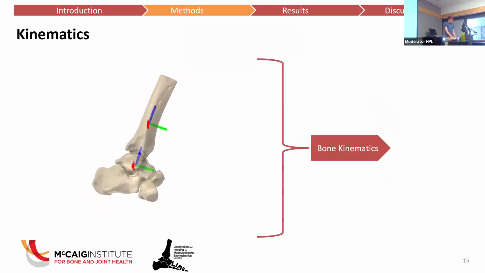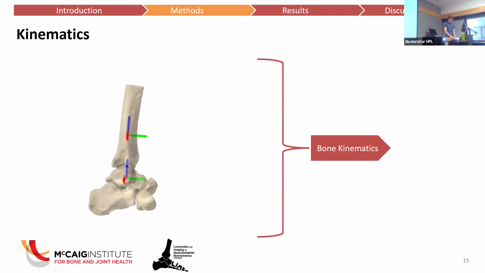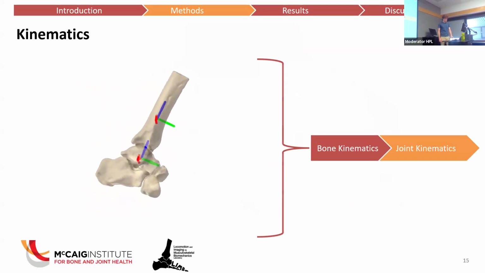We then go through the process of applying anatomical coordinate systems, to be able to derive kinematics for joint angles and all of that. So we take our bone kinematics, apply those coordinate systems, and then take them relative to each other to get our joint kinematics.